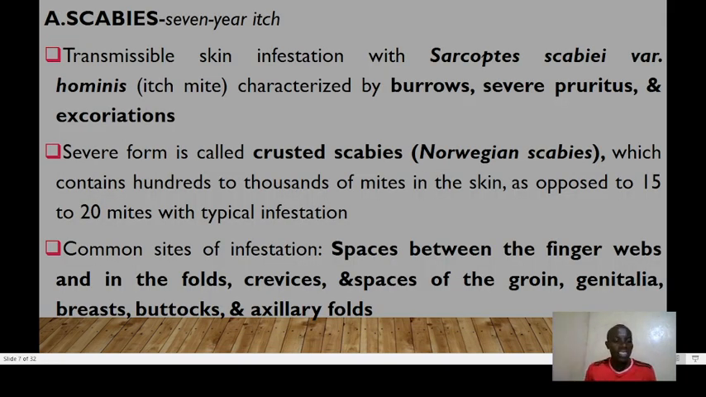So one of the commonest disorders is scabies. It's also referred to as the 7-year itch, and it is a transmissible skin infection with Sarcoptes scabiei hominis. It's also referred to as the itch mite and is characterized by burrows, severe pruritus, and excoriations. The severe form is referred to as crusted scabies, commonly called Norwegian scabies, which contains hundreds to thousands of mites in the skin, as opposed to the common one, which normally presents with 15 to 20 mites.